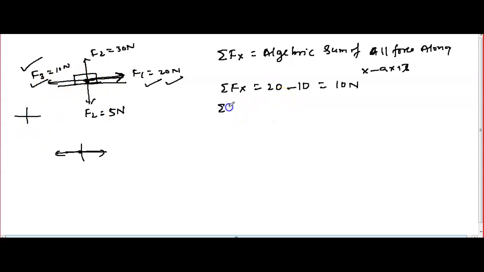And summation of Fy, summation of Fy means the algebraic sum of all forces along the y-axis. So how much can you find it?